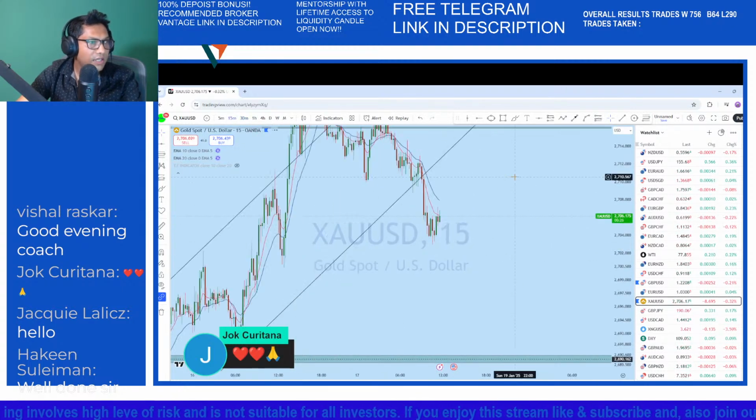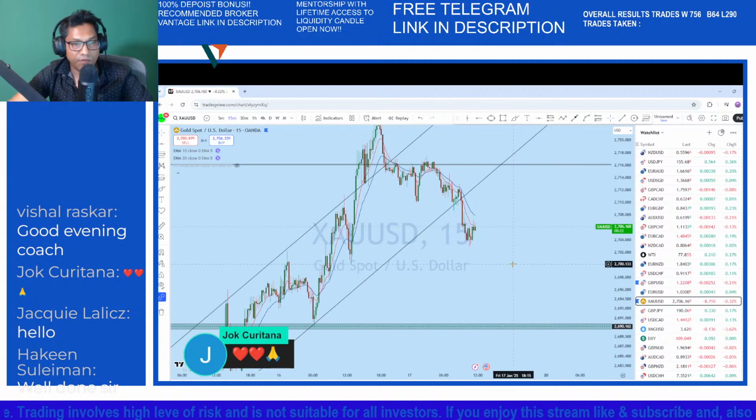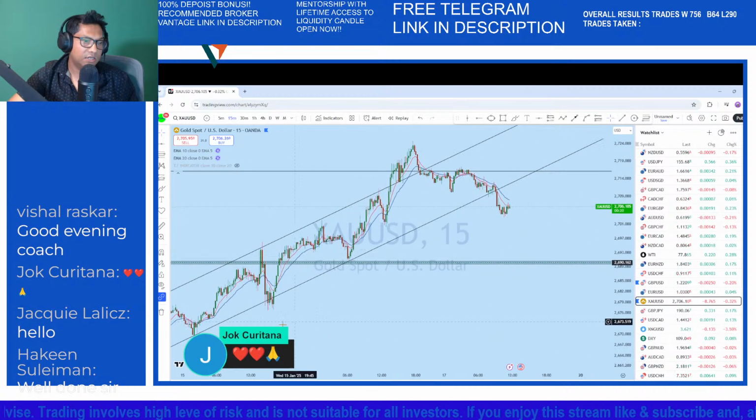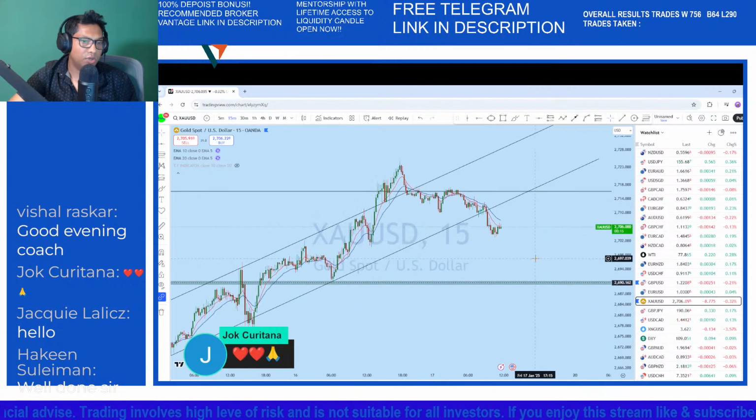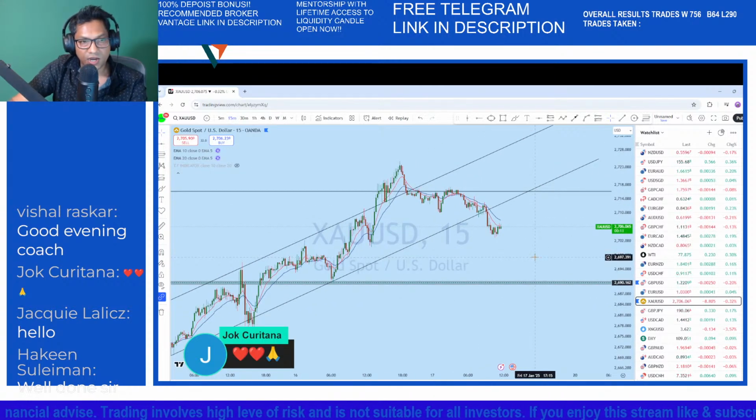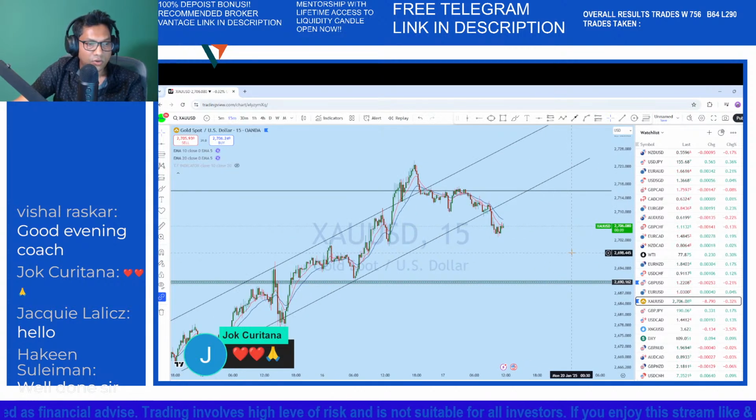So looking at the 15 minutes again, here is the lower time frame price action. Want to see the market form that series of higher low, and then from this zone we can expect this market to potentially bounce back up to create a new higher high.